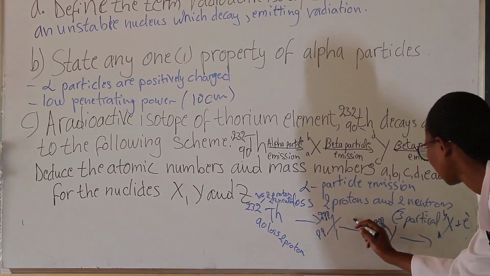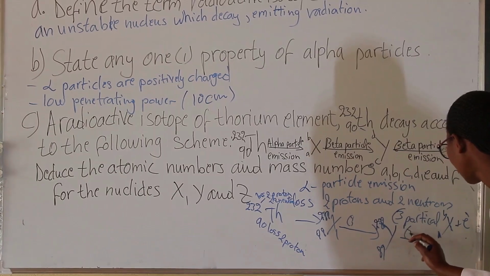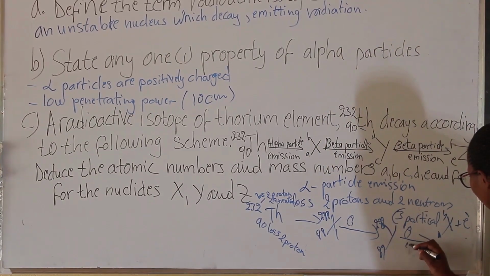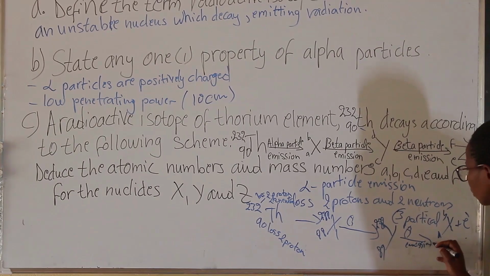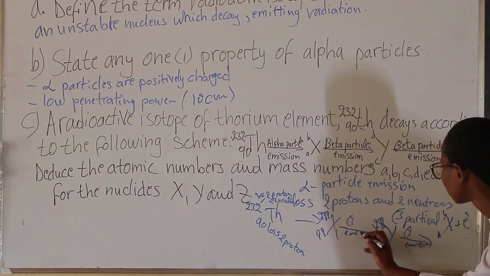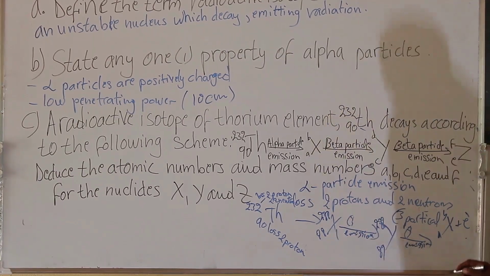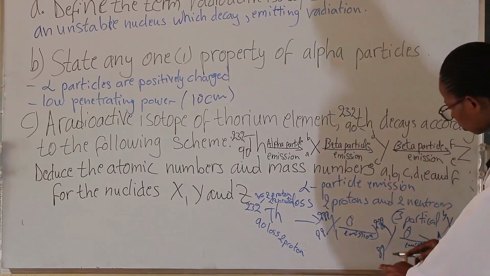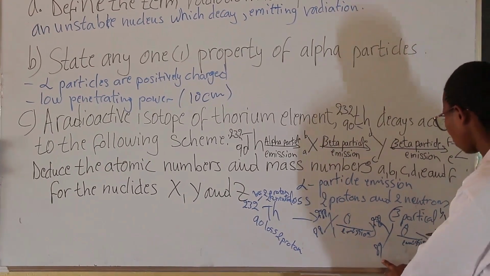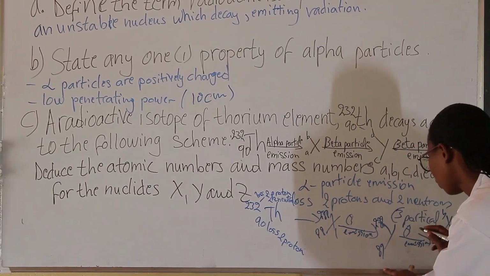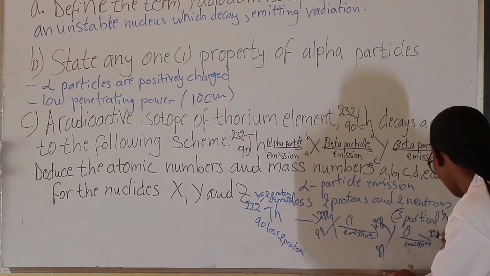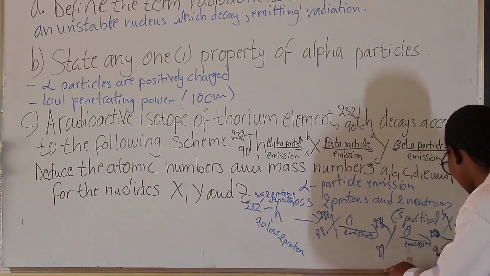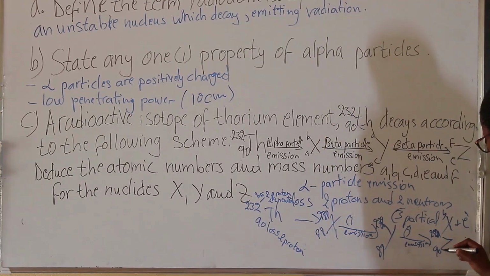Then here is another beta particle emission. Emitting another beta particle, here we will have Z. Also because it is a beta particle, one electron will be gained. We will have Z with 228 and the atomic number which is 90.